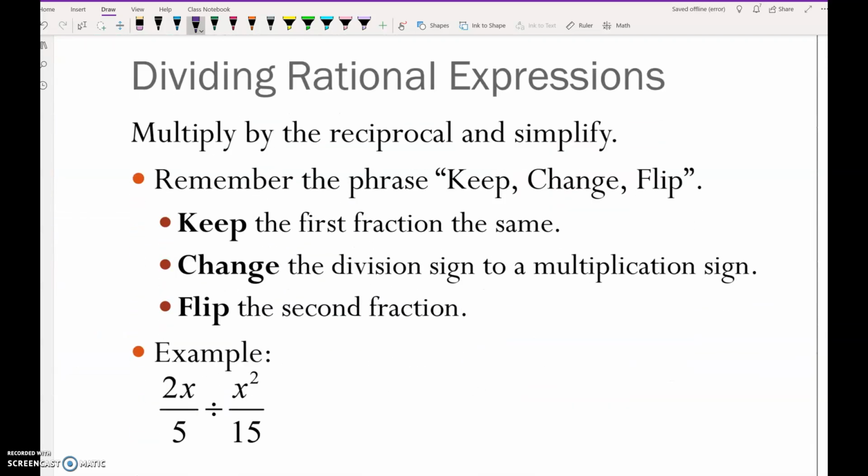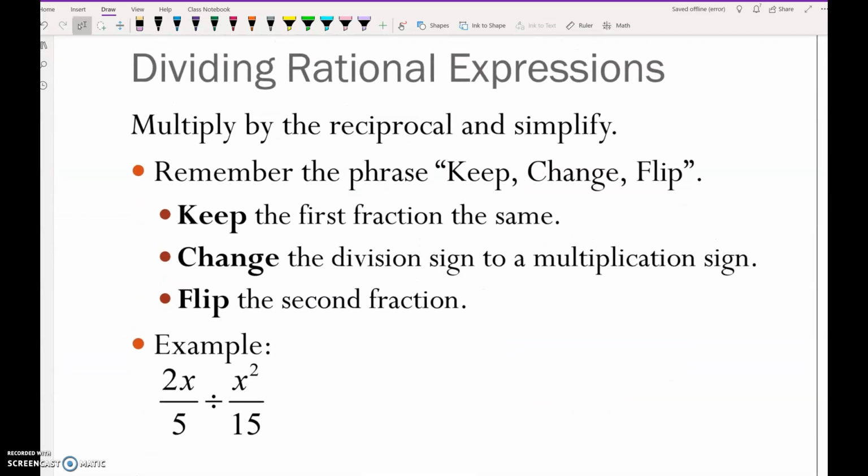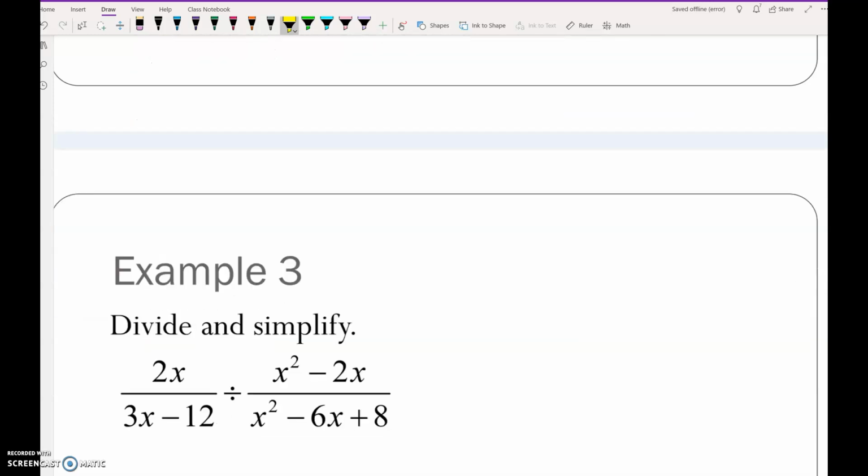Let's move into division. Basically, the rule is that we don't divide. You should never actually divide. Instead, we multiply by the reciprocal. And I think you've heard this phrase before, keep, change, flip. That means keep the first fraction the same, change the sign to multiply, flip the second fraction. You're multiplying by the reciprocal, and reciprocal means flip.